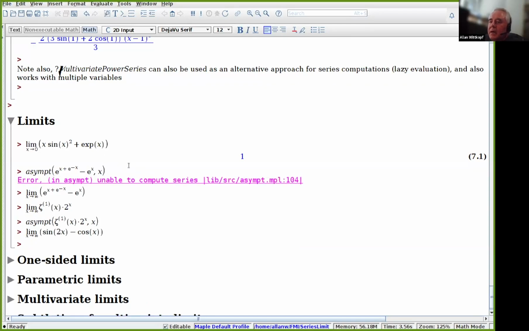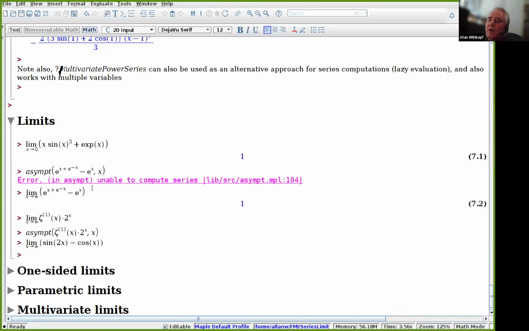Interesting thing, if we try to compute the asymptotic behavior of this function here, asympt gives us an error because it can't compute the series. But we can compute the limit of this expression as x goes to infinity. And this just shows us that limit can be more powerful than asympt when trying to determine the behavior of something as it's going to infinity.